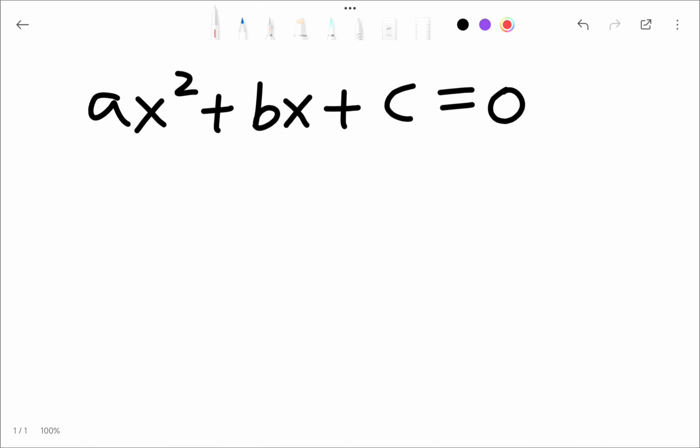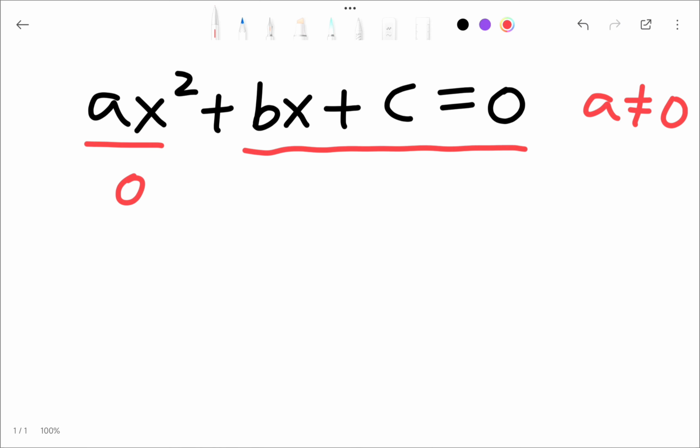However, a cannot be 0, because when it is 0, this term of the equation becomes 0, and we are left with a linear equation instead of a quadratic one.